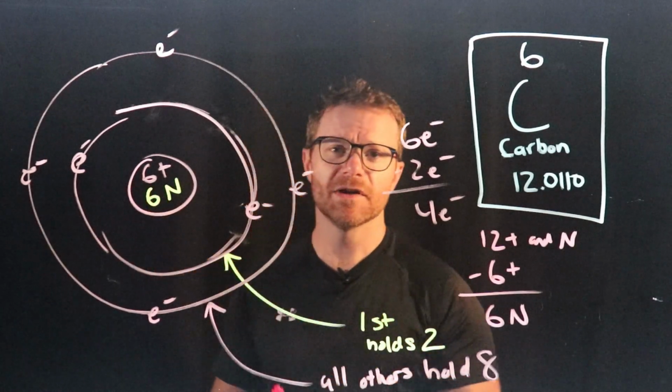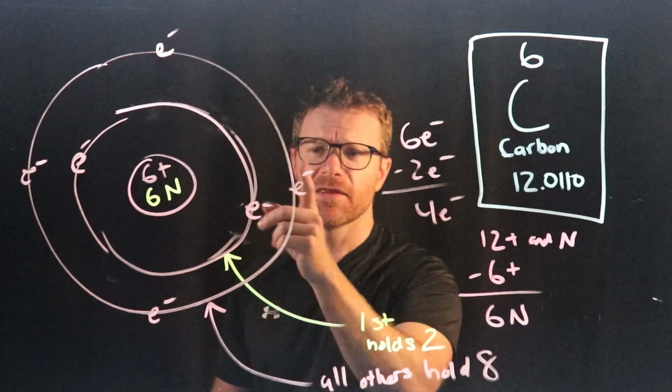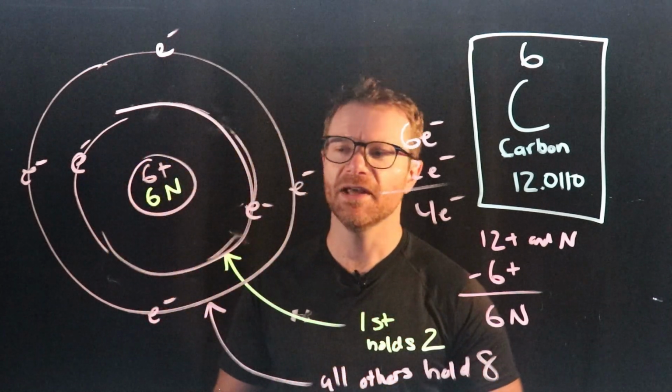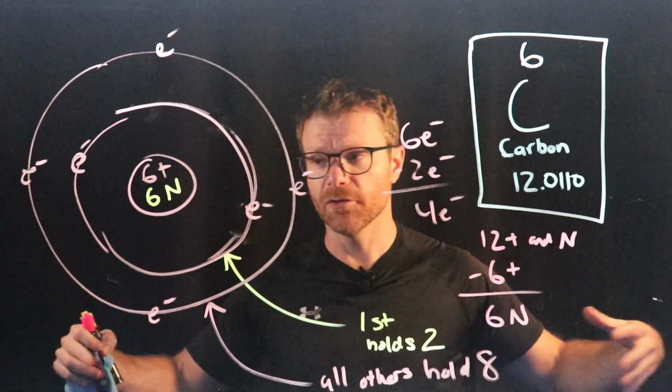Protons and neutrons have a decent amount of mass. Electrons have about, I think it's 1/1000th the mass of a proton or neutron. So electrons hardly count for any of the mass of the atom, but they take up the vast majority of the space of the atom, of the volume.